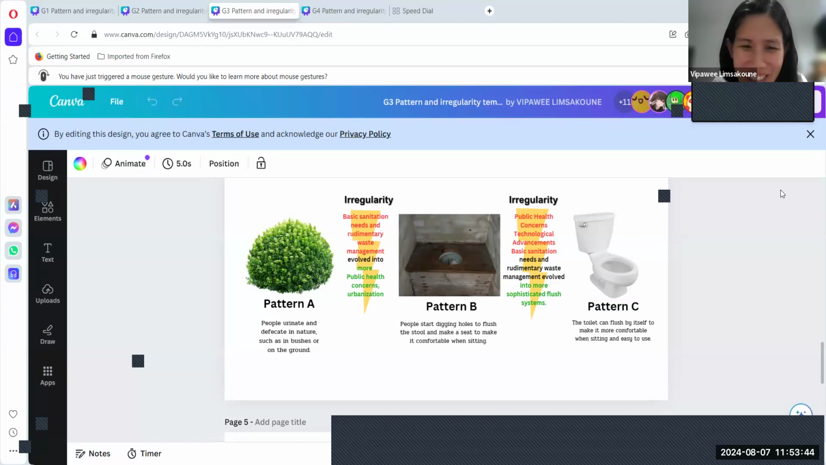Thank you, group 3 members. I think they separate it in a clear pattern, and we can see the change of these toilet patterns. It's a clear presentation. Next is going to be group 4.